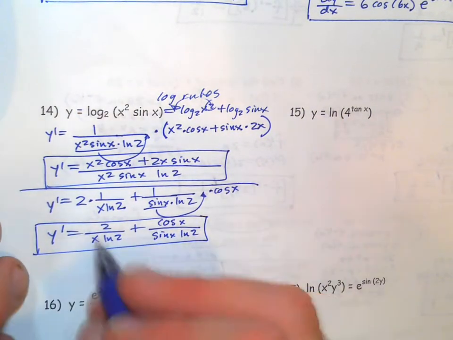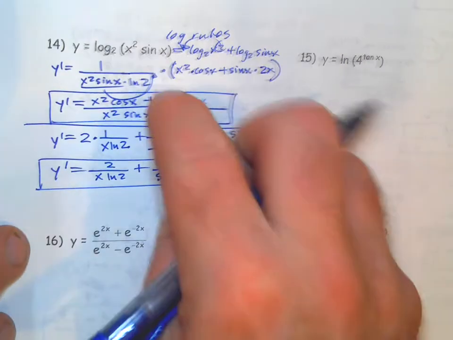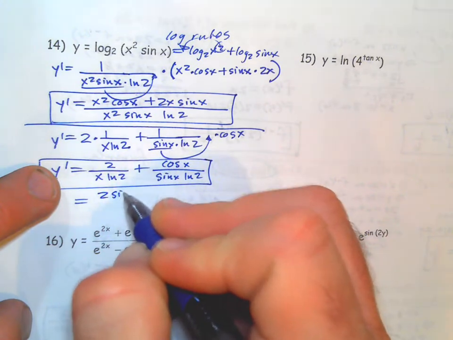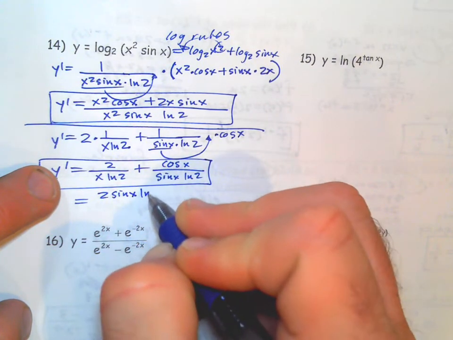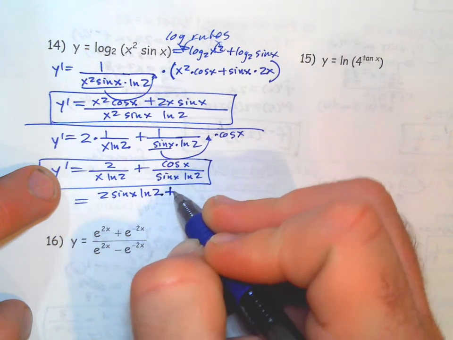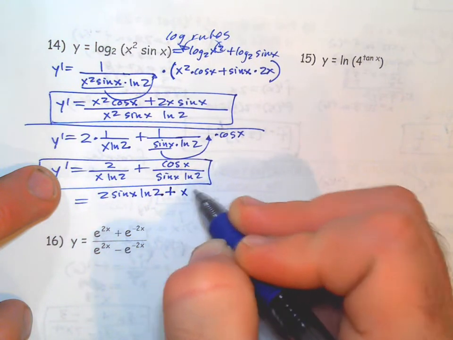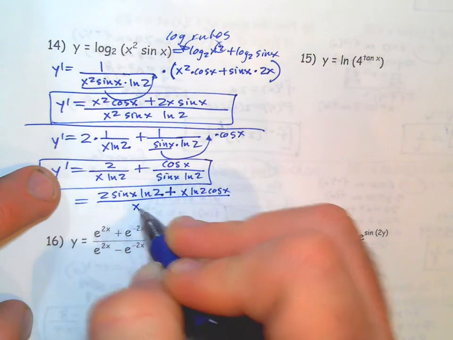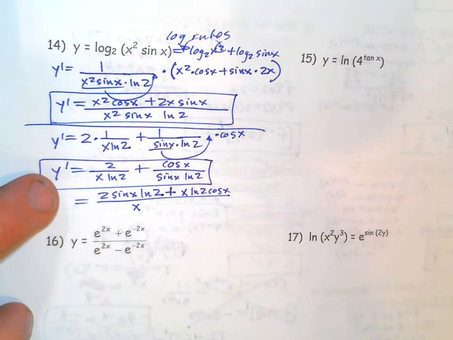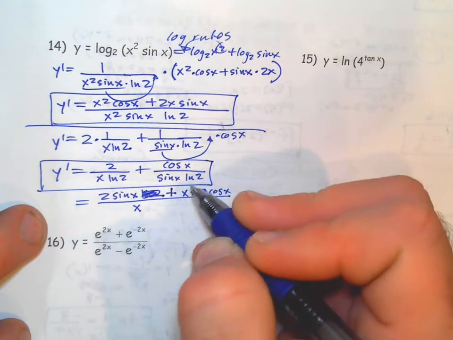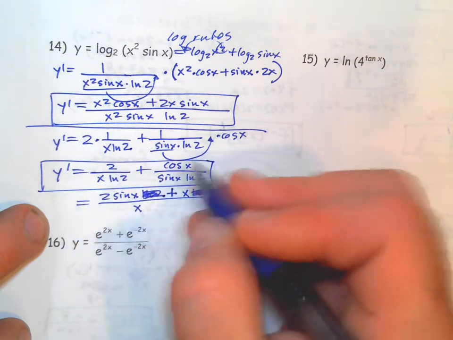Now, if you wanted, you could combine these into a single fraction and probably give you that answer. So if you did that, just as a comparison, 2 sine x natural log of 2 plus x natural log of 2 cosine x all over x. Well, we both have natural log of 2, so we don't need to multiply an extra natural log of 2. Both have natural log of 2. This one uses sine x, this one uses cosine x.